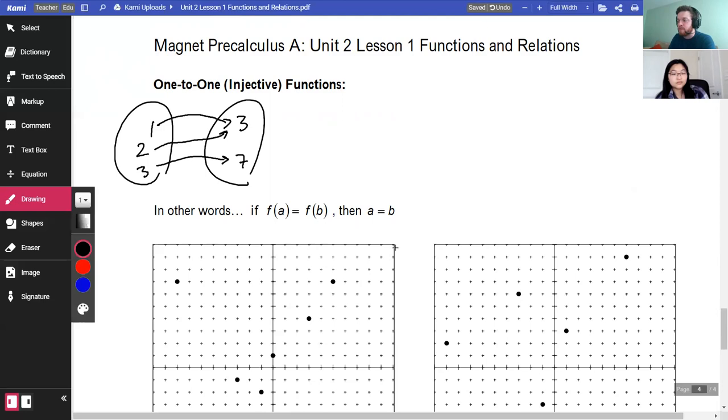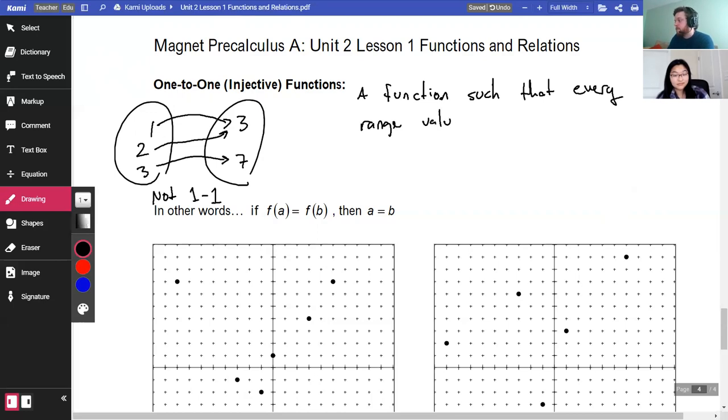But this is not a one-to-one function, and sometimes we would write it like this, not one-to-one, right? What a one-to-one function requires is a function. Obviously, it's a function. We have that word function there. A function such that every range value, and I'll put slash output for those who like to use that word, every range value is associated with one domain value. It's almost like the reverse of a function in a way. All right, but it's still a function.